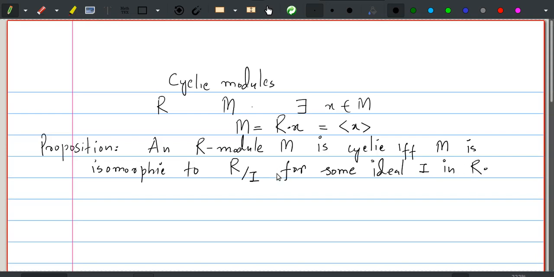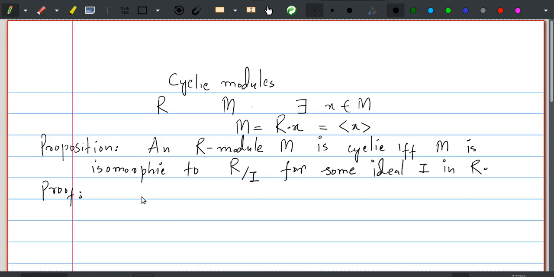So this is actually a trivial exercise. Let us do the proof of this result. Now, if M is isomorphic to R mod I, R mod I being cyclic, generated by the unit element of R, M is of course cyclic. Now if M is cyclic, we have to prove they are isomorphic, so we have to exhibit a map, a homomorphism between M and this quotient module R mod I, which is bijective.